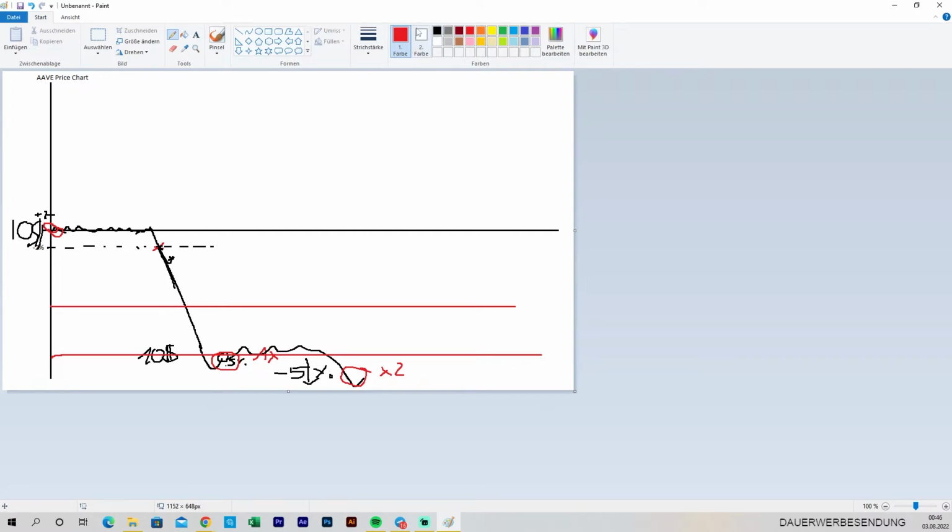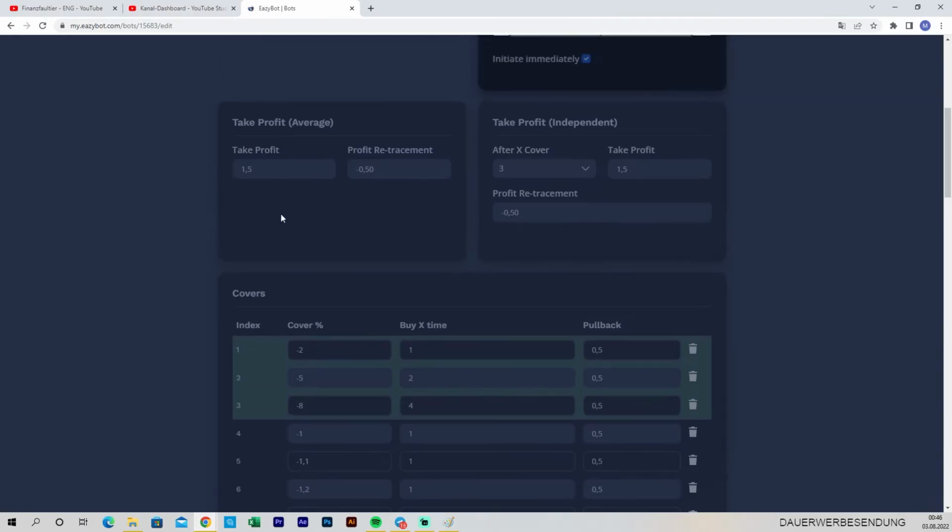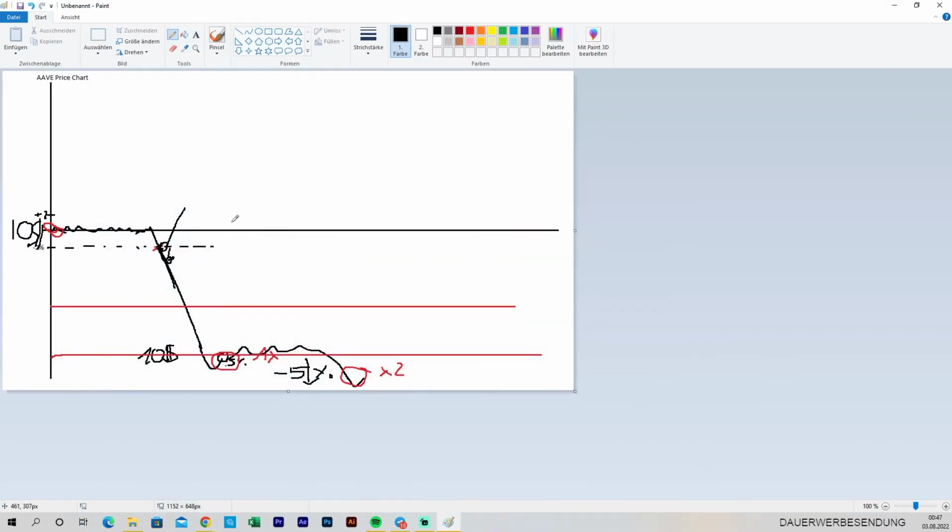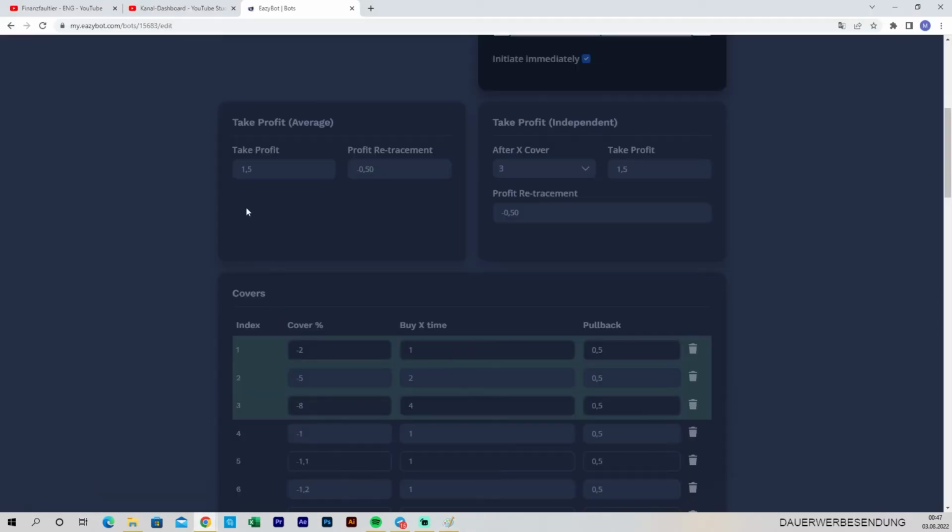If it goes up, it's basically the same way. Let's say we bought here again, and then it moves back up. In the settings, we will see that take profit is at 1.5%. That's 1.5% over the average price of our buy-ins. So our average price, if we buy here and here, is about here. We need 1.5% higher than our average buy-in to activate this parameter.